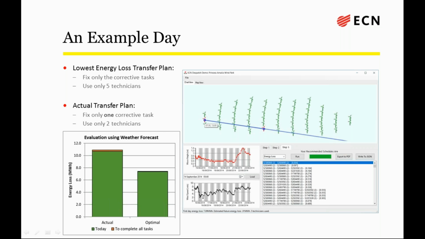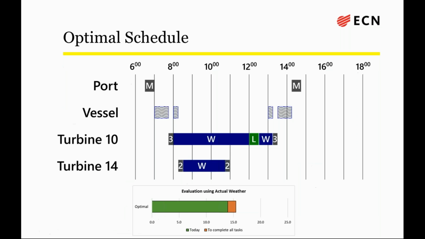So to prove that this is a full time domain simulation, which is realistic, here is the Gantt chart for the optimized transfer plan, which I will not talk through, but hopefully it is clear. So it goes and drops off at one turbine, drops off at the other turbine. When that's finished, it goes back to the first turbine, picks up the technicians and goes home. It also includes a lunch break. And at the bottom, the energy loss is re-evaluated now using the real weather.